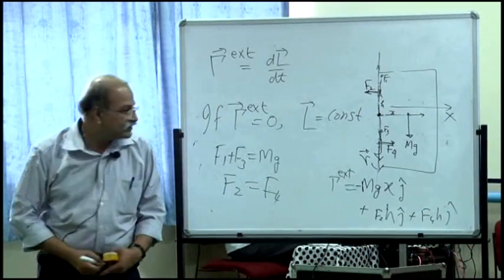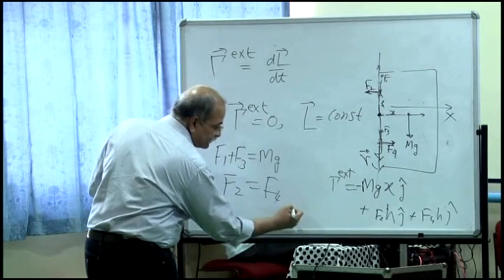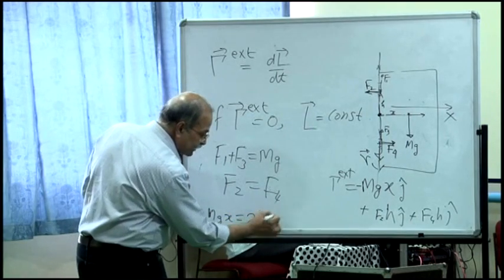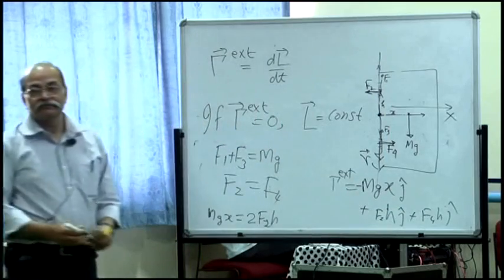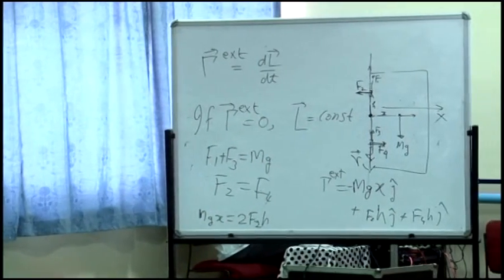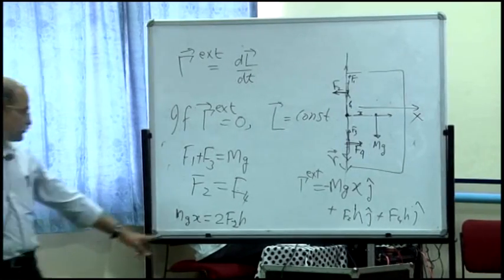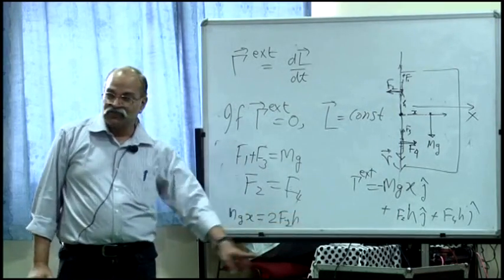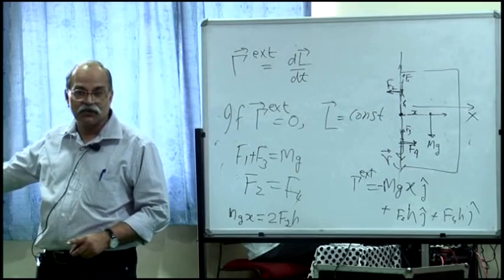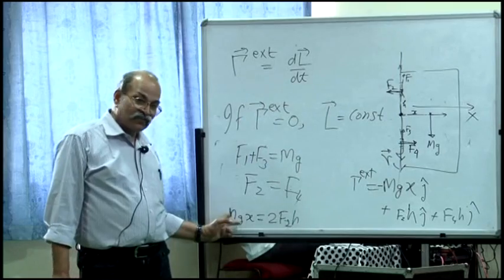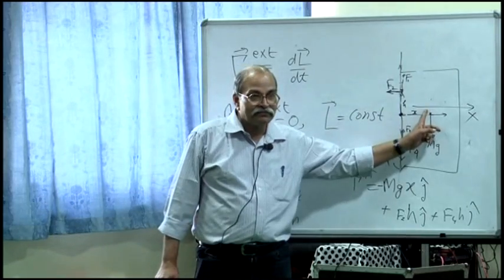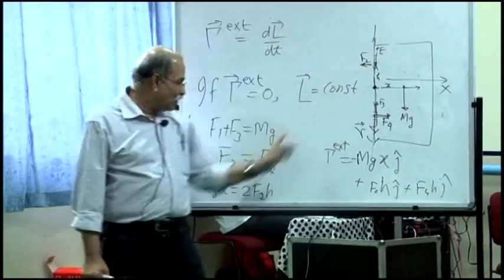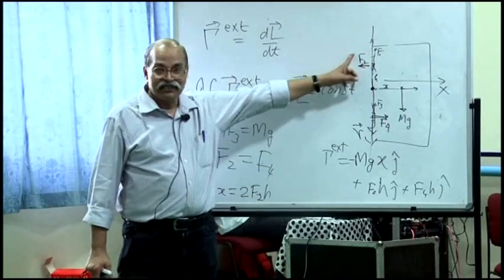There is a very good chance it can be 0. It only says that mgx should be equal to 2 times F2H. Remember, F2 is equal to F4. So you know how much will be this F2. This F2 will be mgx by 2h. mghx, everything is determined by the construction of the door. Weight of the door, x is half the width of the door, and h is the height of the hinge from that central point.